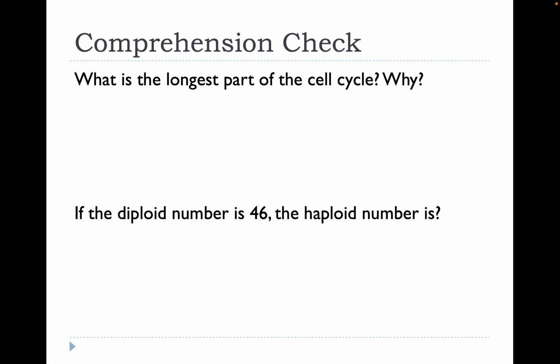All right, let's do a quick comprehension check. So what's the longest part of the cell cycle and why? And next, if the diploid number is 46 chromosomes, what is the haploid number that you'd find in a gamete for that organism?